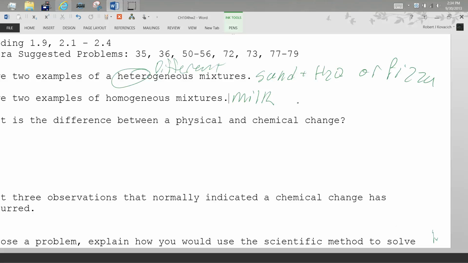Okay, sugar and water, that's sugar water, for sure. If you take a tablespoon of sugar and dissolve it in some water, that's definitely a mixture, and that's going to be homogeneous, for sure.